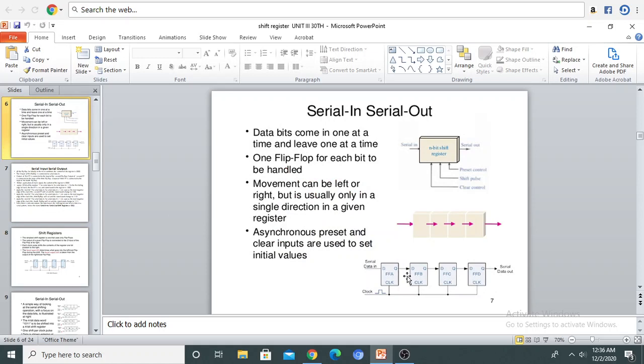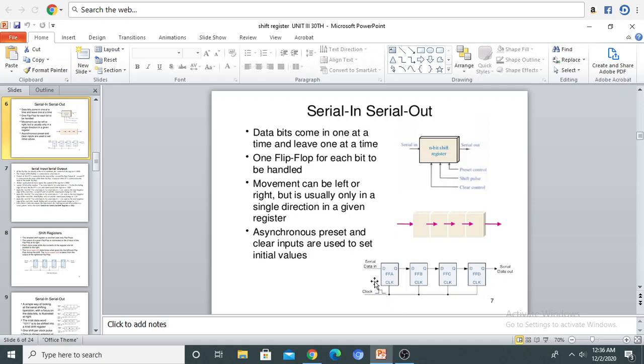This is the circuit for the serial in, serial out shift register. I am taking a 4-bit shift register, so we have 4 flip-flops. In a serial in, serial out shift register, we are entering the data in serial, getting the output also in serial.